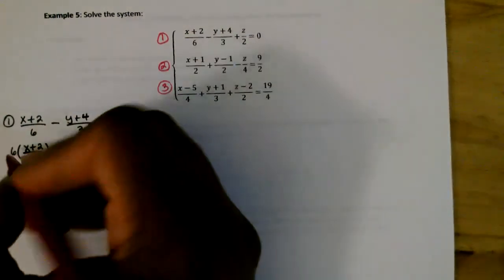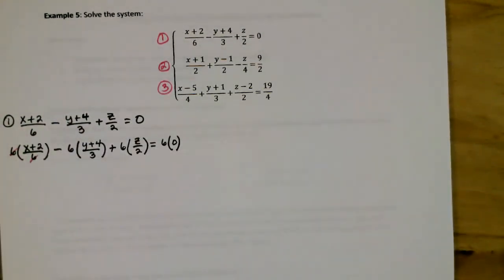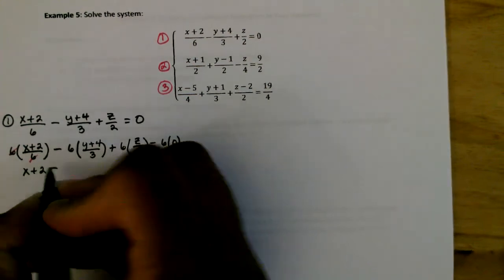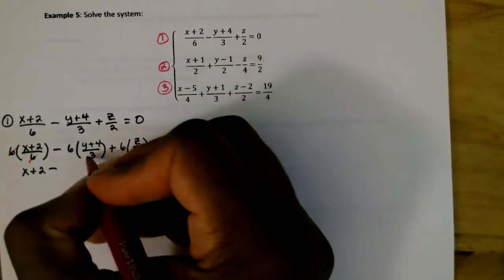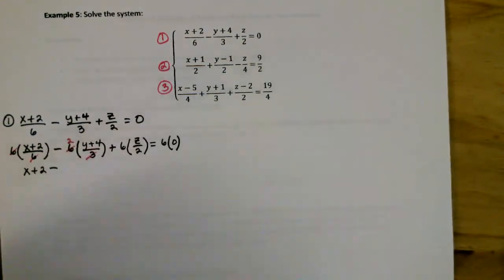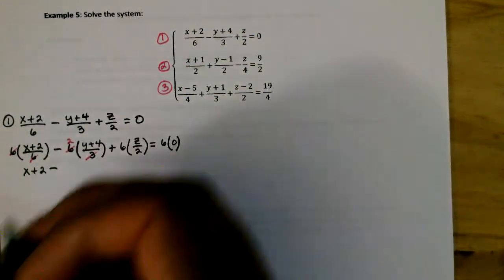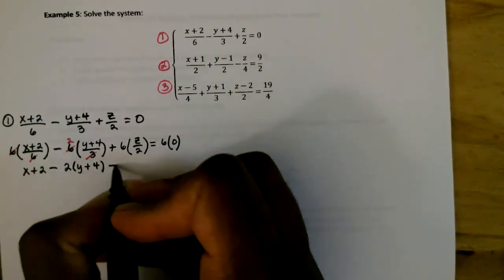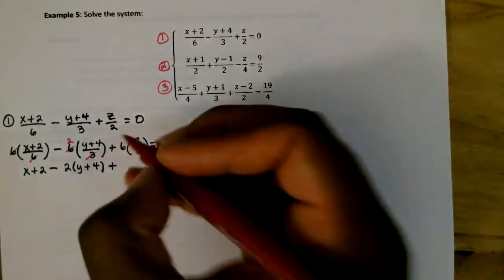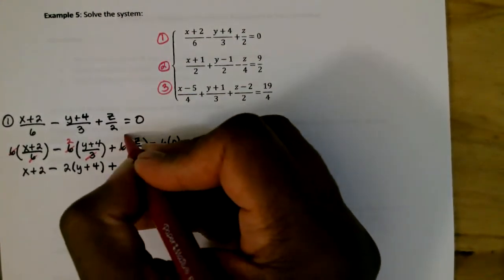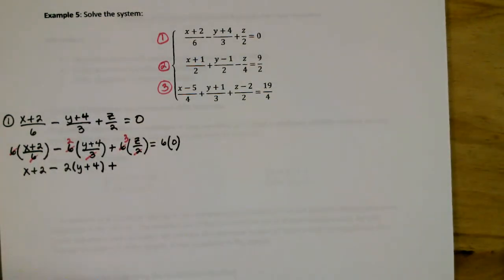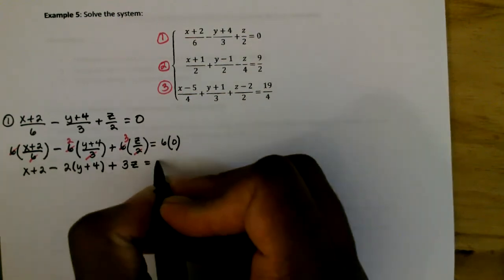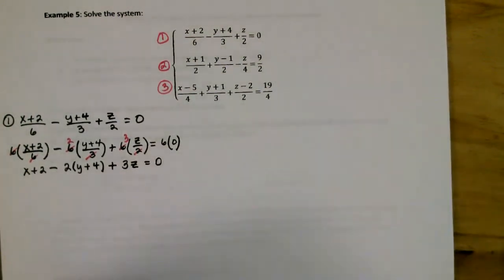Now, when I simplify this, these 6's divide out in that first term. I'm left with x plus 2, minus, and if I divide the 3 into this 6, that's going to go 2 times. So I'm going to end up with 2 times the quantity y plus 4, plus, for this term right here, if I divide 2 into 6, that's going to go 3 times. So this will be 3 times z, or 3z. That's equal to 6 times 0, which is 0.